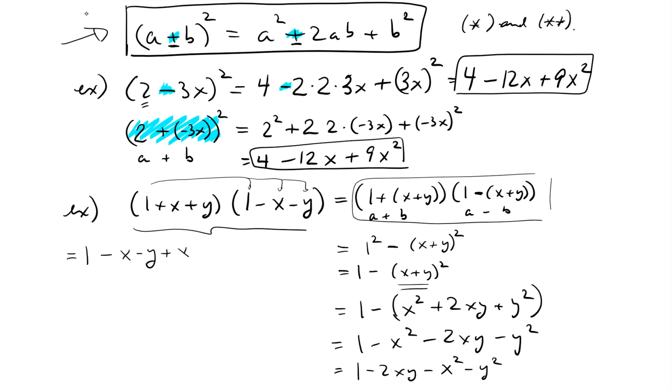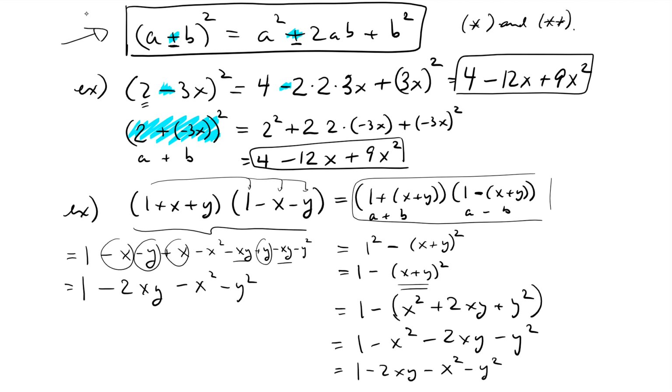And then I do x times 1, x times minus x, x times minus y, and finally y times 1, y times minus x, y times minus y. I regroup like terms. I get 1, then minus x plus x, so that cancels out. I've got minus y plus y, that cancels out. I've got minus xy minus xy, so minus 2xy, minus x squared, minus y squared. So I get the exact same answer, right? This is the same answer as here, okay?